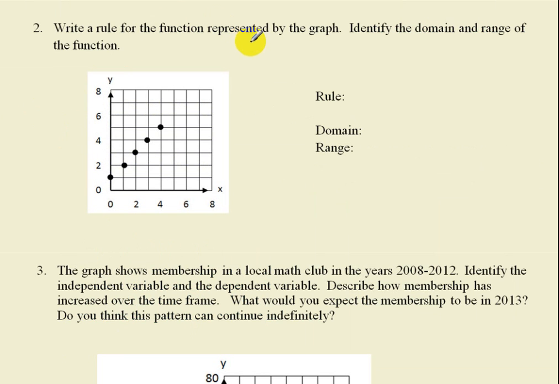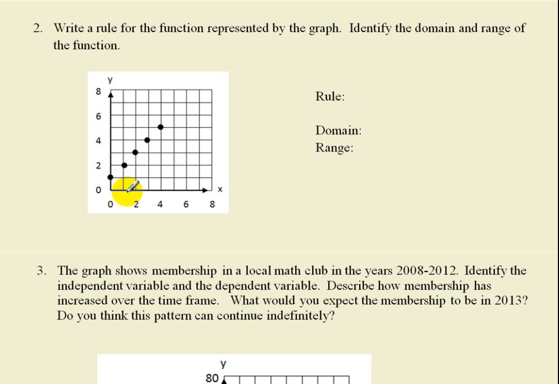Okay, number 2 is going the other way around. Here we're starting with our graph and we need to determine a rule for our function, and then we'll determine domain and range. Okay, so for our rule, another little hint to look for your rule is look what happens when you go to the right one.